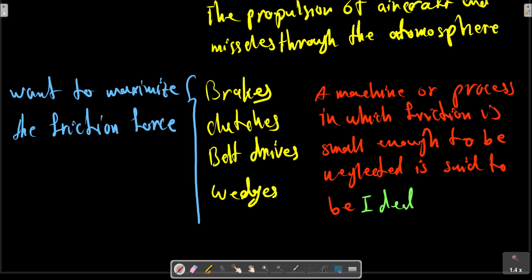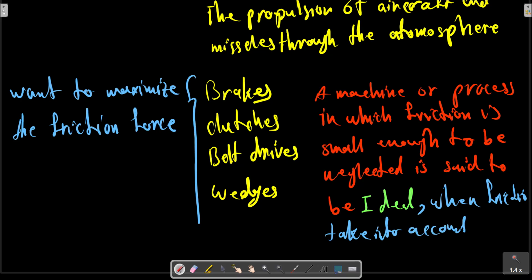When friction must be taken into account, the machine or process is termed real. When friction is taken into account, we have a real machine.